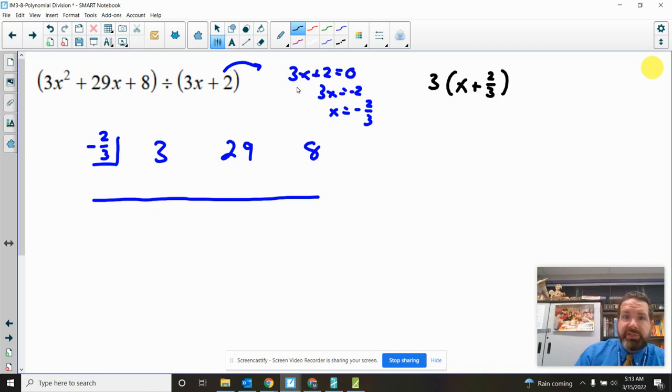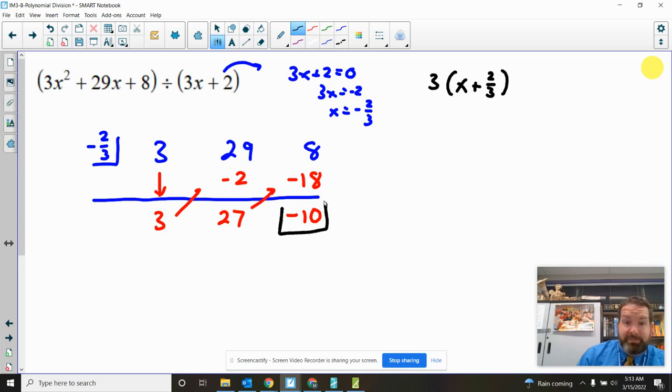First, let's do the synthetic division like we normally would. Bring the first number down. Negative 2/3 times 3 is negative 2. 29 plus negative 2 is 27. Negative 2/3 of 27 is negative 18. 8 plus negative 18 is negative 10. Now the nice thing here is that the remainder is correct. It's going to be what it's supposed to be. Our remainder is negative 10.